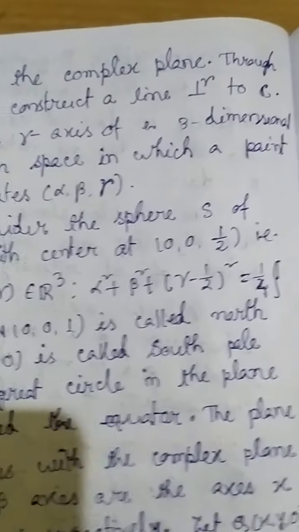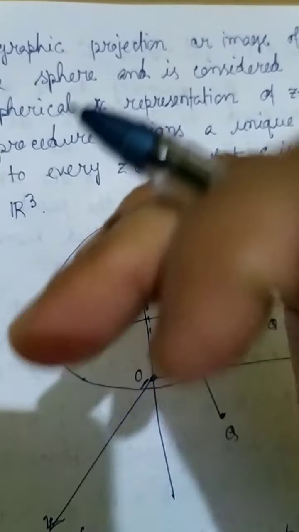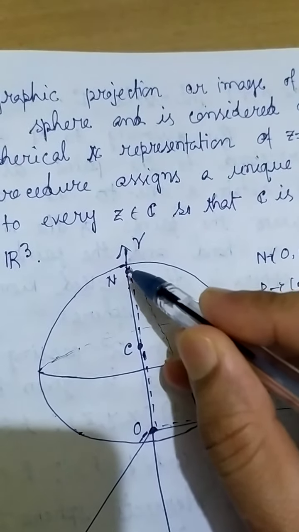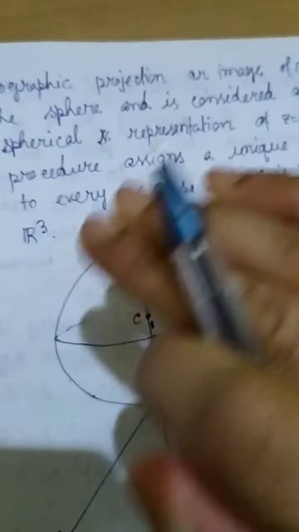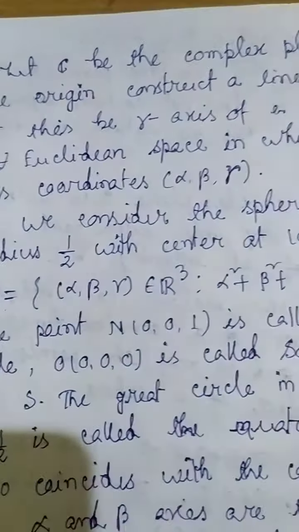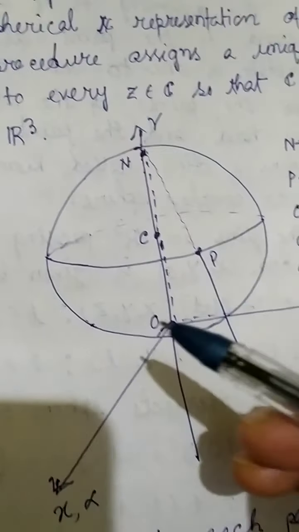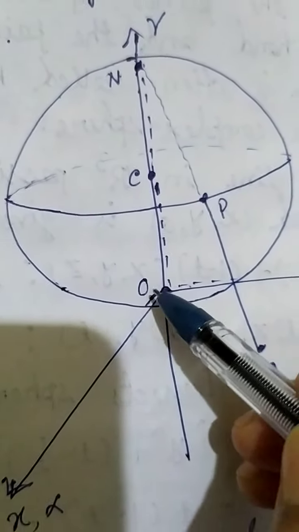The point N (0, 0, 1) — I am going to draw this as a dotted line because we have to consider the upper part, and the z-axis, that is the gamma axis, passes through the center of this sphere. Therefore we draw this gamma axis as a dotted line. The point (0, 0, 1) is called the north pole, and the point (0, 0, 0) is called the south pole of S. This S is the sphere.